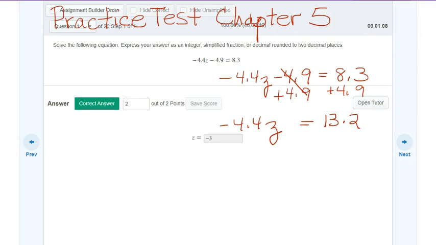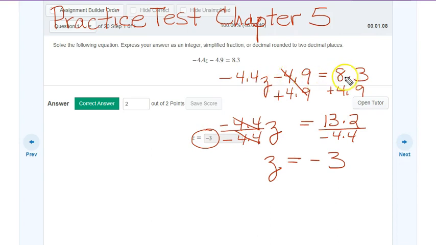Now to isolate the z, we need to divide both sides by the coefficient of z, which is a negative 4.4. Divide this side by a negative 4.4. And z then, because this just becomes a positive 1, is equal to a negative 3. And that's what we have for our answer.